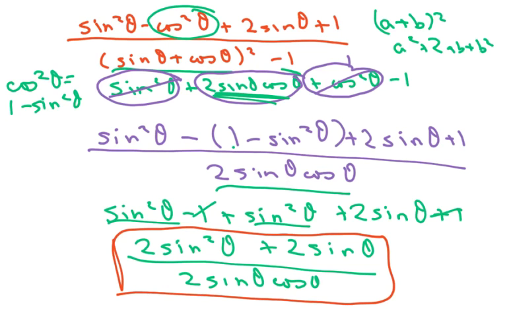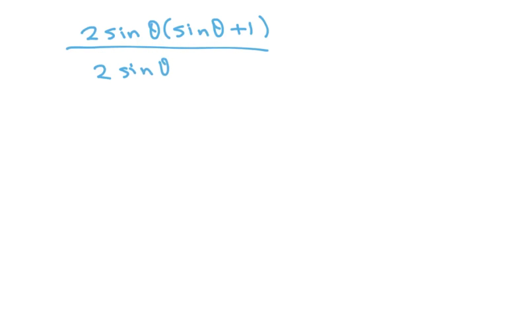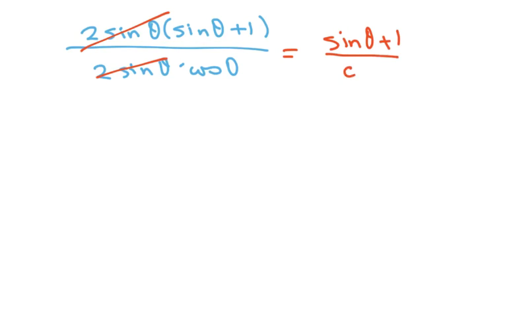Now, what I'm going to do on the next slide is factor out 2 sine. Because I can factor out the 2 and one of the sines here. So I'm going to write out 2 sine times sine theta plus 1 over 2 sine theta times cosine of theta. Now what happens is these two cancel, so we're left with our desired result, sine of theta plus 1 over cosine of theta. And that's all.